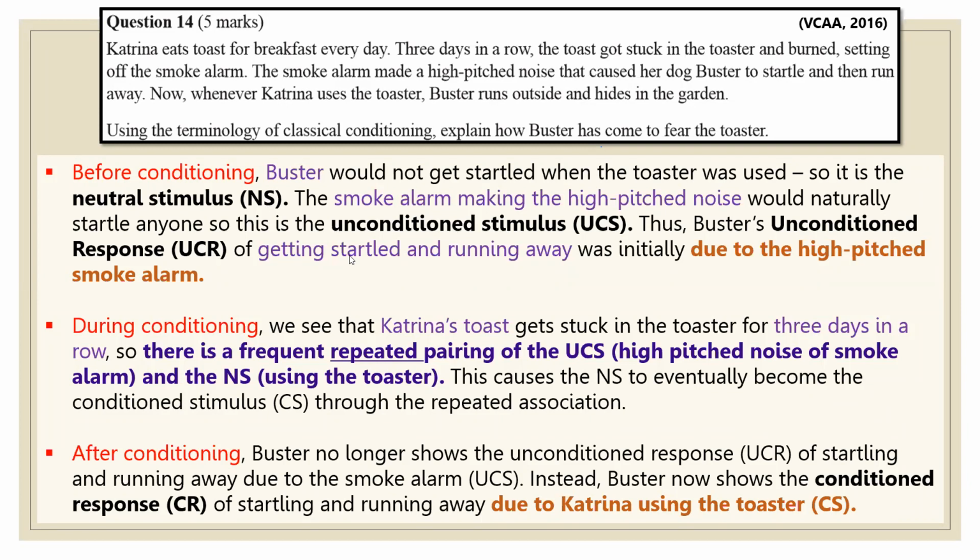Now all we really have left to identify is our conditioned stimulus and our conditioned response. Our conditioned stimulus is obviously identical to the neutral stimulus, so you should have written the toaster. And the conditioned response is what response we see in Buster when Katrina uses the toaster. So Buster running away, getting startled or frightened, running away into the garden, that is the conditioned response, and that now occurs due to Katrina using the toaster, which is the conditioned stimulus.